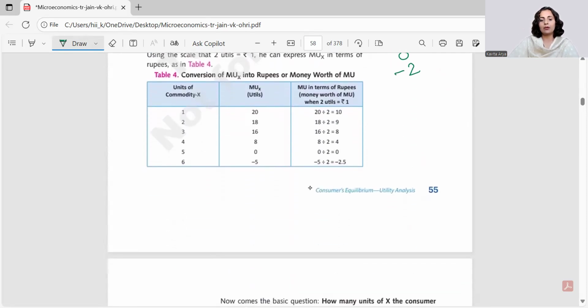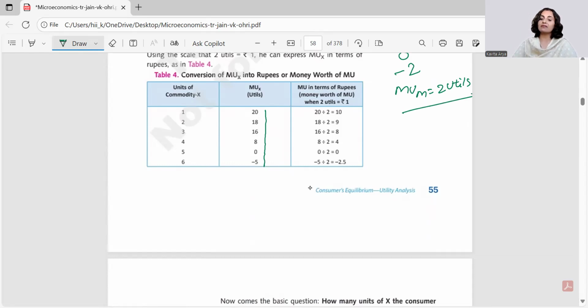Okay. Now, if they have given us this MU, wherein we also appreciate that yes, decline has been given till this, then 0, and then negative. Okay. Now, if you want to show what is the marginal utility in terms of rupee, we have already expressed that marginal utility of money is equal to 2 utils.